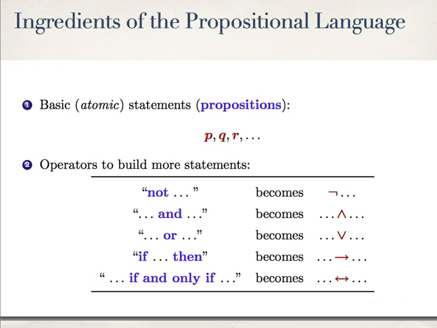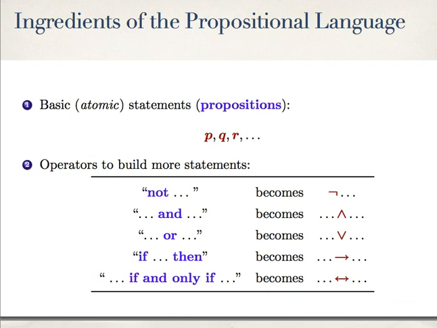These operators or connectives are typically symbolized in the following ways, and since propositional logic is a form of formalized language, we will start using these symbols quite often. So instead of using not, we will use this symbol. Instead of using and, we will use this other symbol. Instead of using or, we will use this symbol. Instead of using if-then or implies, we will use this directed arrow from left to right. And instead of using if and only if, we will use this double arrow that goes in both directions.